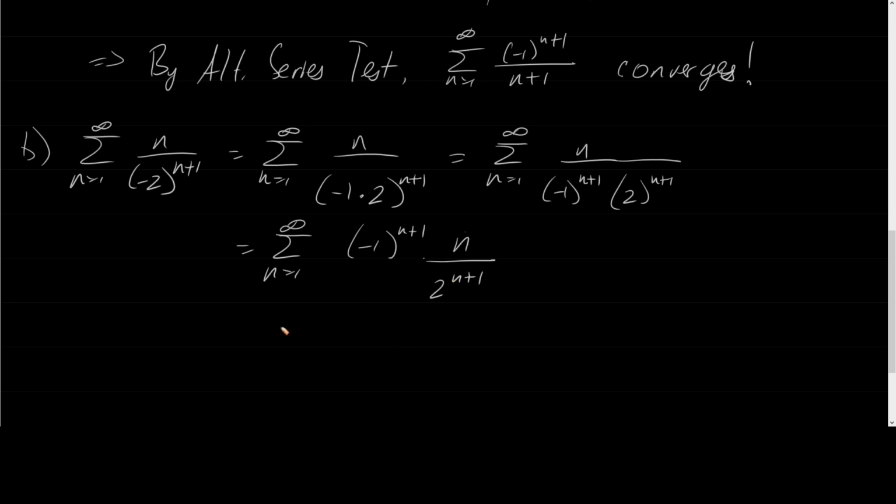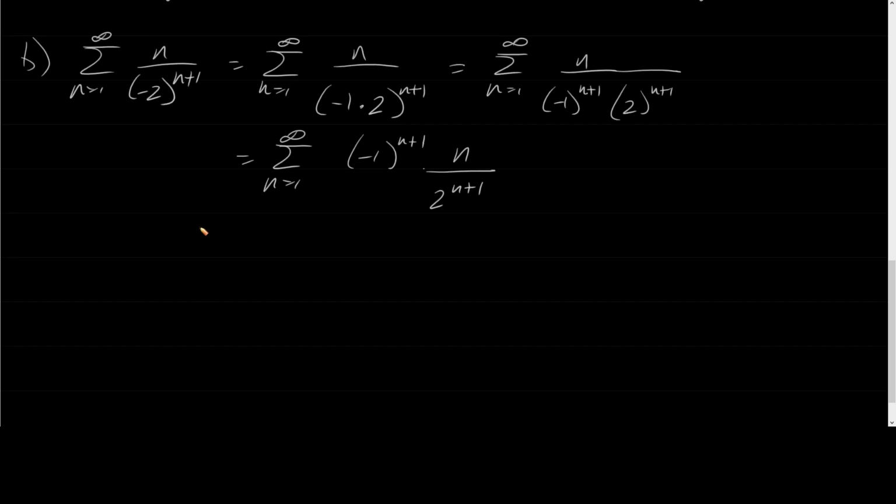And now that we have it in that format, we can clearly see that this is an alternating series, right? We have -1 to a power of either n or n plus 1. So what we say now is that our sequence is n over 2 to the n plus 1, right? Now, what we want to do here is take the limit of our sequence. So the limit as n goes to infinity of n over 2 to the n plus 1, right? By this point, you should be able to start recognizing that this actually goes to 0.